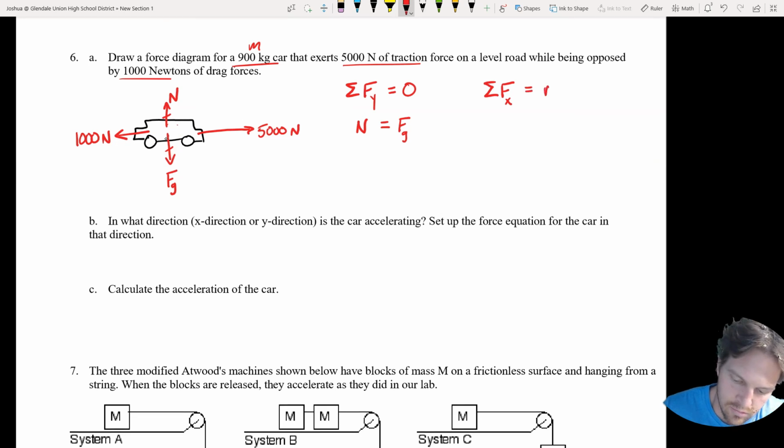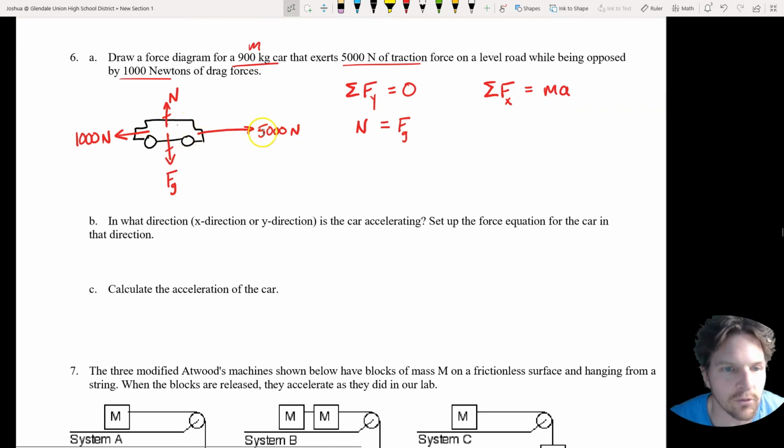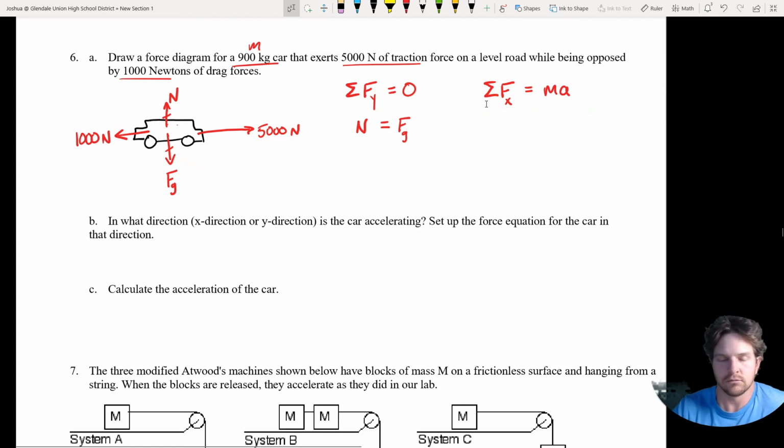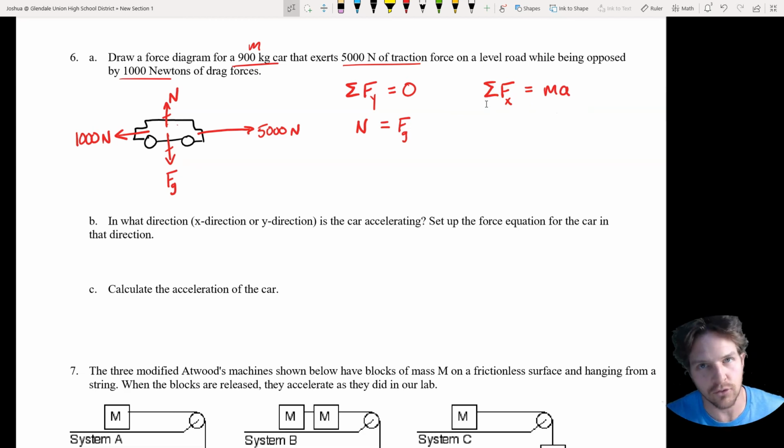Okay, now in the x direction, I know it's accelerating, right? There, I can just look at the forces. There's 5,000 to the right, there's 1,000 to the left. That's really easy to figure out. The net force is going to be 5,000 minus 1,000. It's going to be 4,000, right? So we can set up our force equation like so.